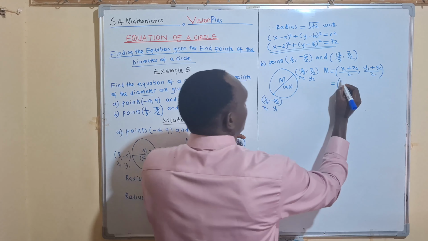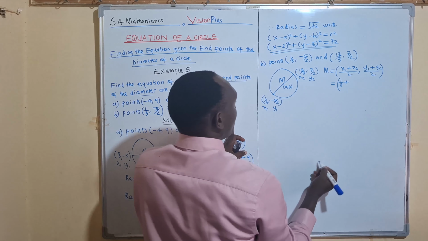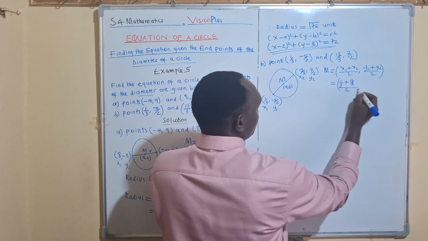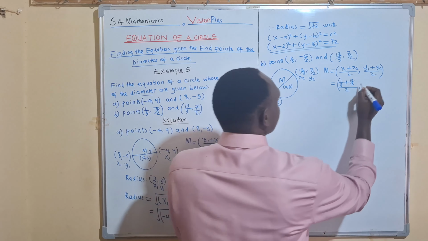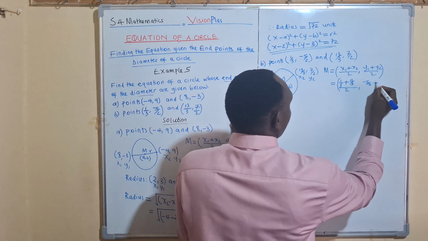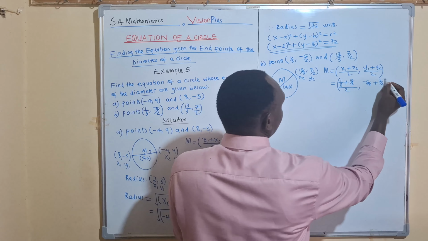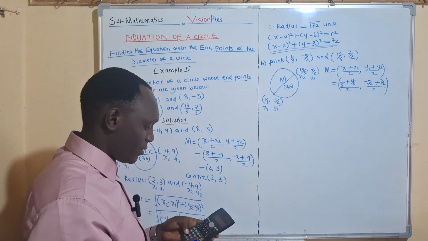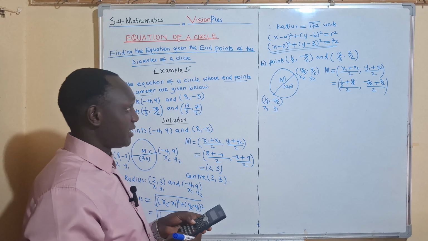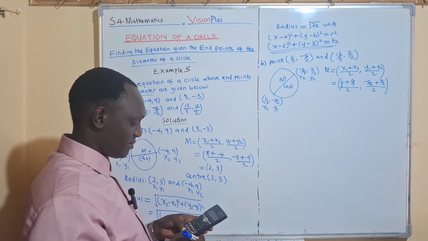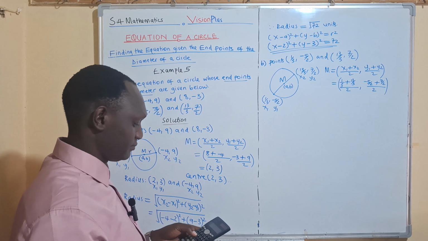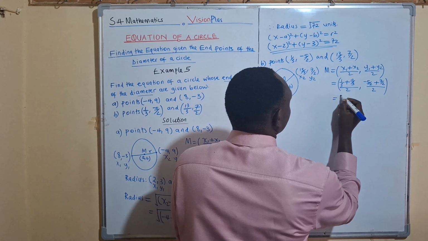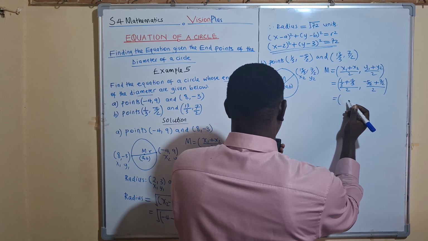What is x1? 1/3 plus x2, 13/3, but we are dividing that sum by 2. Then y1, negative 5/2 plus y2, 7/2, but we are dividing that sum by 2. Then you press the calculator. 1 divided by 3 plus 13 divided by 3, I'm getting 14/3. That is just by adding them.